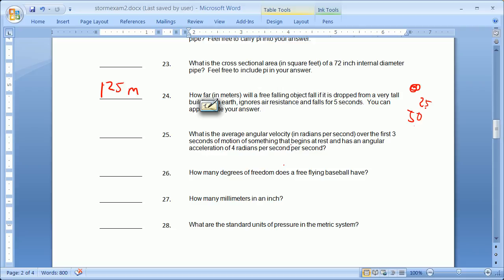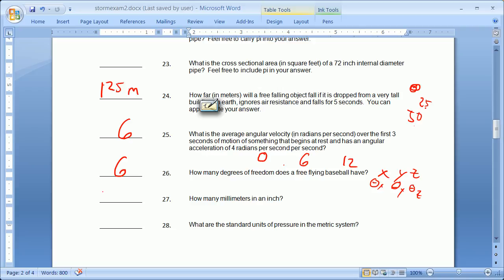What is the average angular velocity in radians per second over the first 3 seconds? If something is accelerating at 4 radians per second, it starts at 0. It ends at 12 in this case. And so halfway, you're looking at 6. How many degrees of freedom does a baseball have? It has the X, Y, and Z, and the rotation about the X, the rotation about the Y, the rotation about the Z. So it has 6 degrees of freedom.